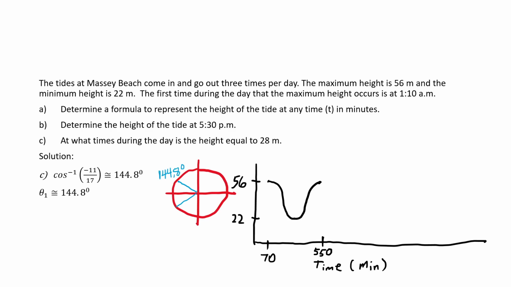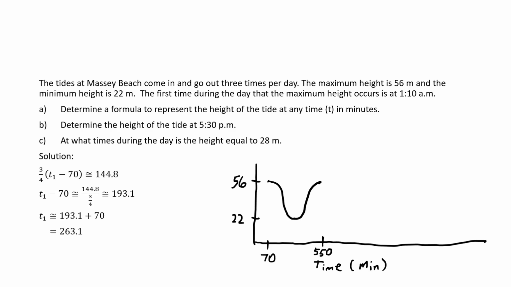Using our calculator to determine the cos inverse of negative 11 over 17, we get 144.8. Our second angle in the first cycle around from 0 to 360 will be 215.2. So what that means is that theta 1 is going to equal roughly 144.8, and theta 2 is going to equal roughly 215.2. But what does theta equal?